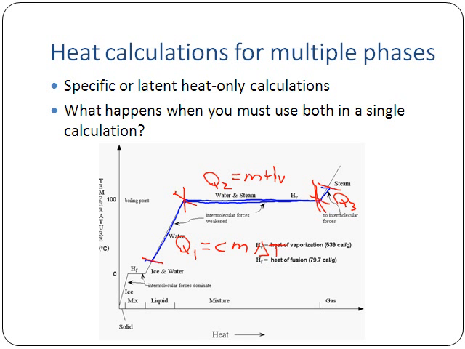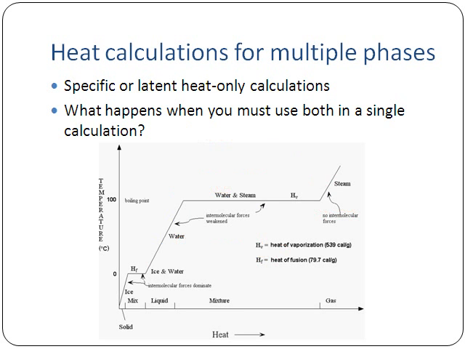Once we've found what Q1 is, what Q2 is, and what Q3 is, we can find the total energy Q simply by adding them up. Q is equal to Q1 plus Q2 plus Q3. That tells us the total heat that's involved here. And so that's what we're going to be looking at in order to solve some of the problems going on here. So let's go on and see an example of how we might go about doing this.